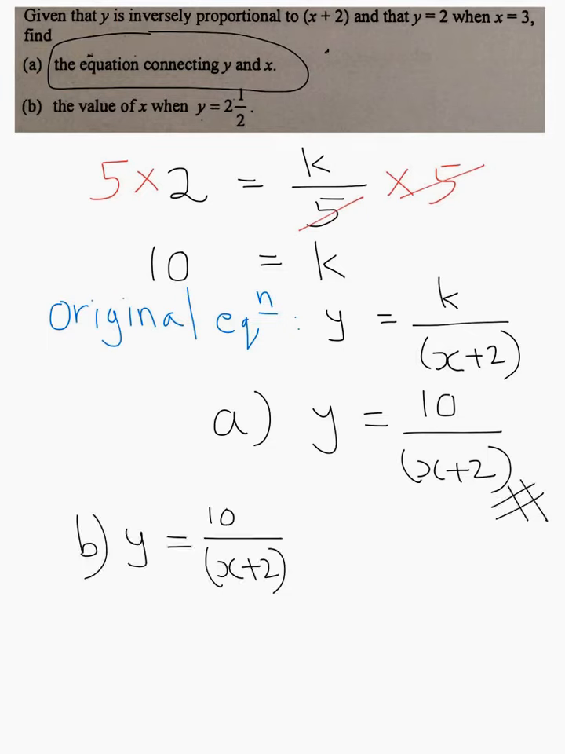So now we have the original equation. We want to solve for the value of x when y equals 2.5. So what we have to do is just sub the value of y as 2.5 into the equation, and just try to solve for x from there.